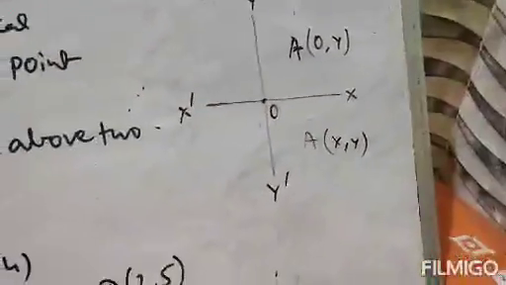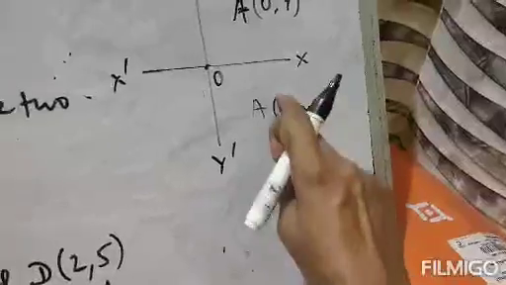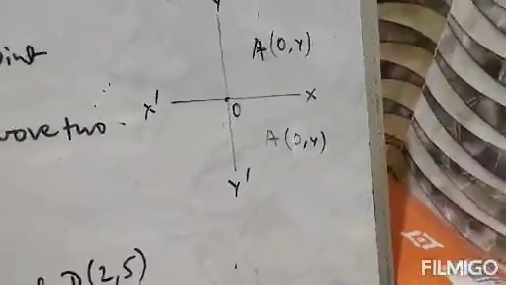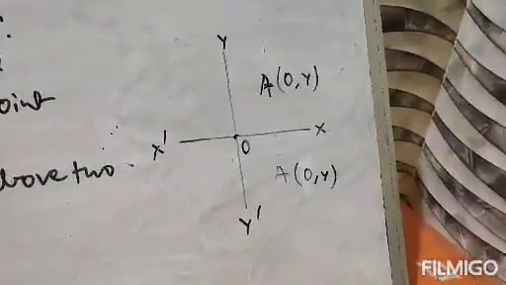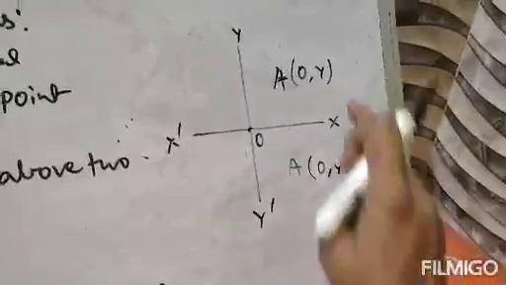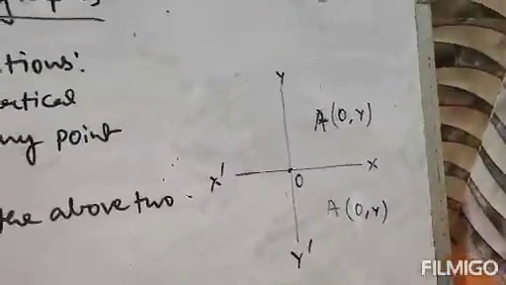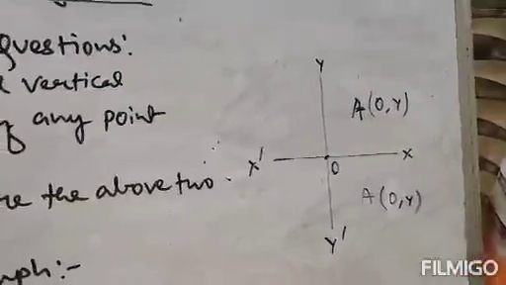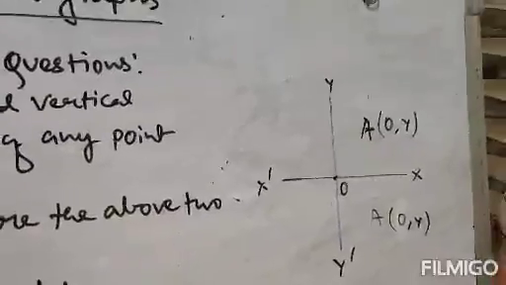Now here it is given that the x coordinate is 0. That means this part will be 0. So the coordinate now becomes 0 comma y. Clear. Now take any value of y. Suppose you take y minus 1, y plus 1, y plus 3, take any arbitrary value of y.